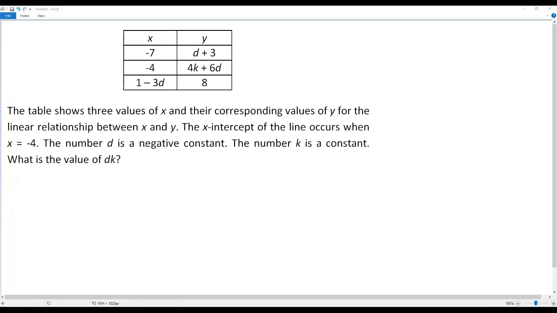The number d is a negative constant. The number k is a constant. What is the value of dk? Okay, there is an information. The x-intercept of the line occurs when x equals -4.